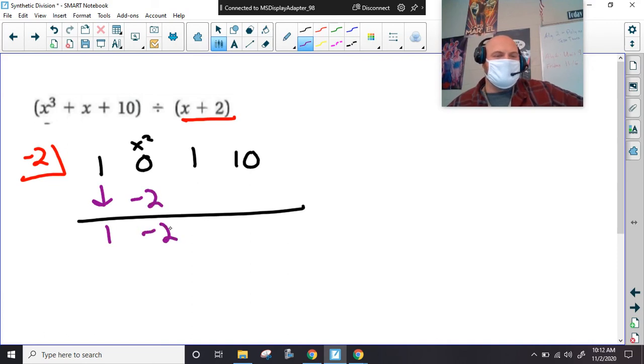Two, 4, 5, and then we get -10. So I thought this one looked familiar. I've used this one before on a test, I think.